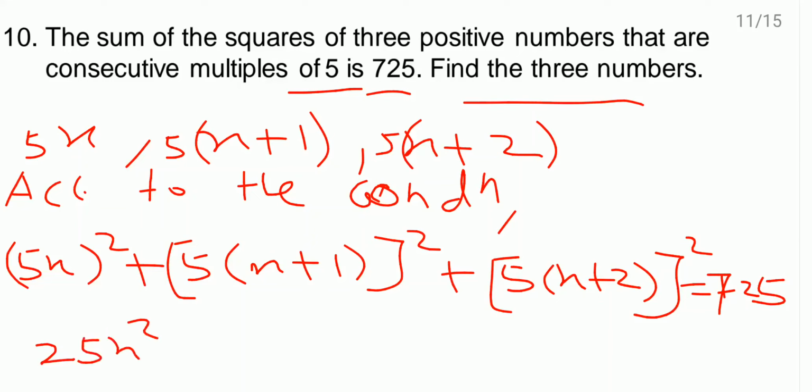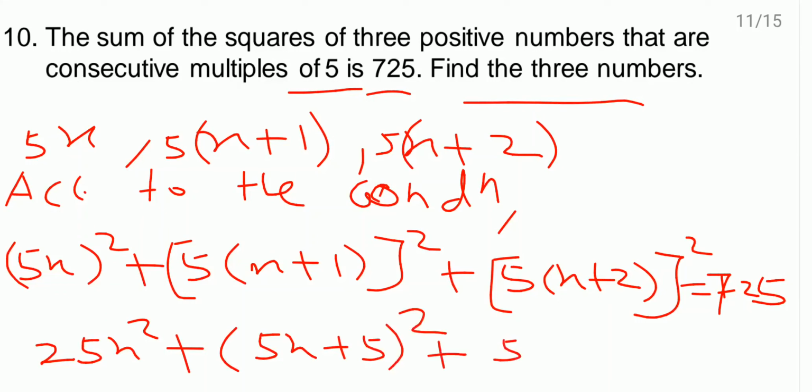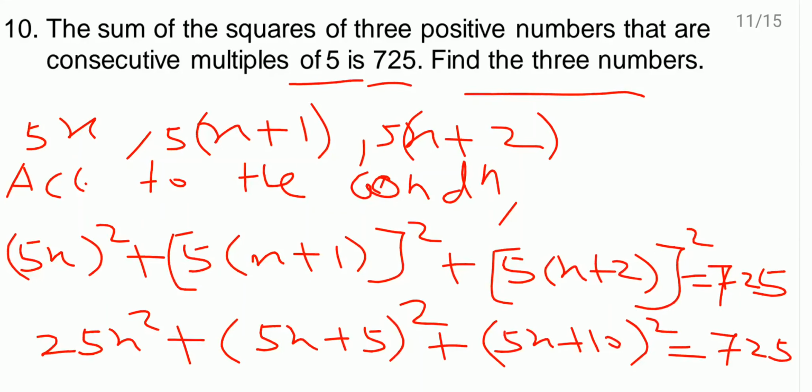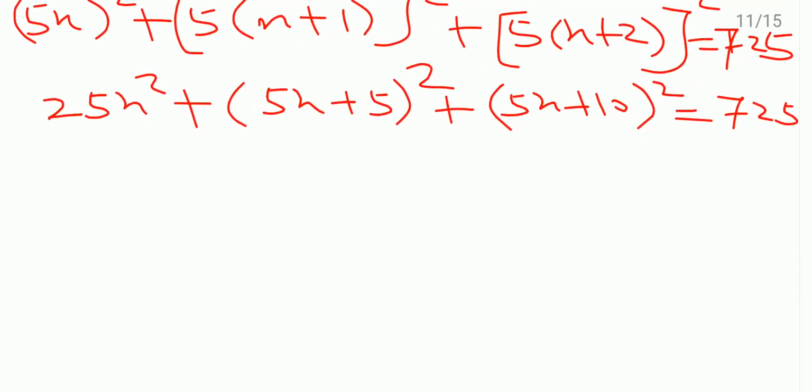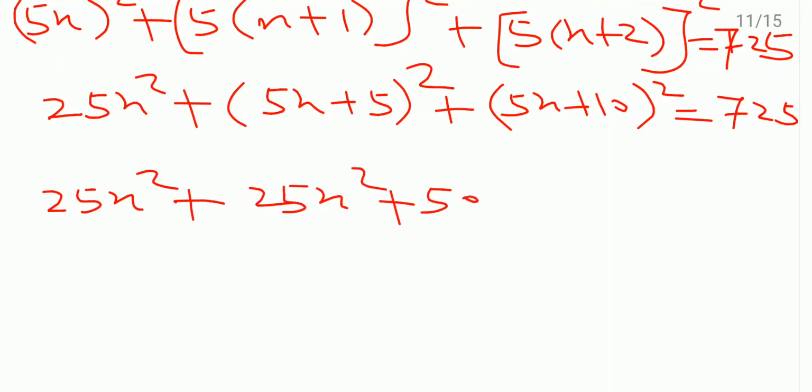25x square plus inside the bracket 5x. Let me multiply here. 5x plus 5, then the square, 5x plus 10, then the square, and this 725 as it is. Let us see it now. This is 25x square plus 5x means 25x square plus 2550x plus 25.